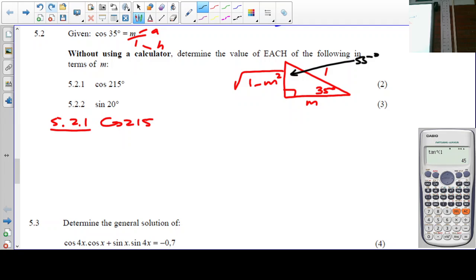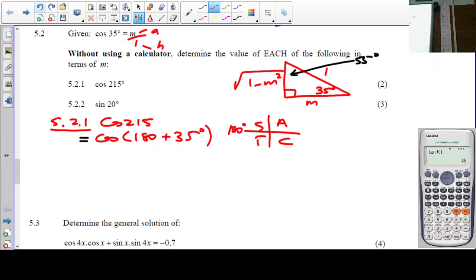So, cos of 215. Which quadrant is 215 in? Third quadrant. How do you get in the third quadrant? So it's 180 plus what? 35. You say, hey, there's your 35 degrees. Can you see that? So, what happens here? All stations to Claremont. 180 plus, that takes us to which quadrant? Third quadrant. Is cos positive or negative? Negative. So it's negative cos 35 degrees.